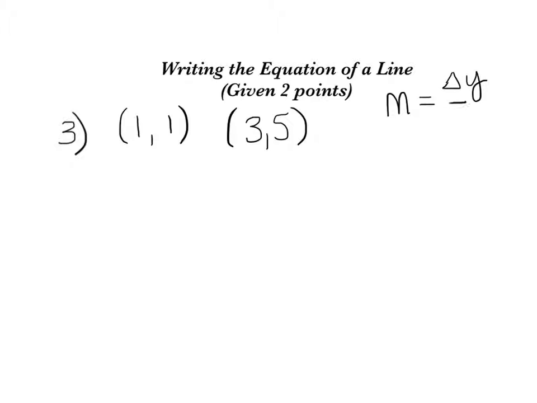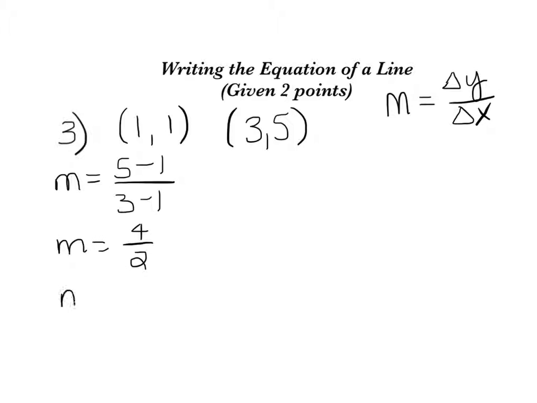delta y, the change in y, over the change in x. So we can substitute in our two y values, so our slope, because we always have to find slope first, is 5 minus 1 over 3 minus 1. And when we simplify, I get 4 over 2, which does simplify to positive 2.